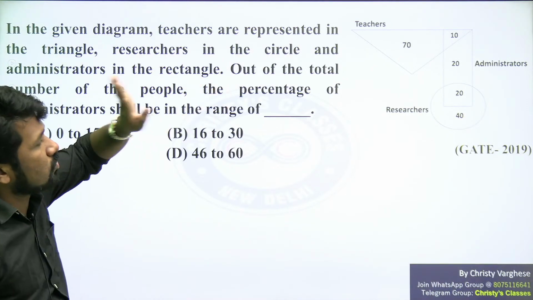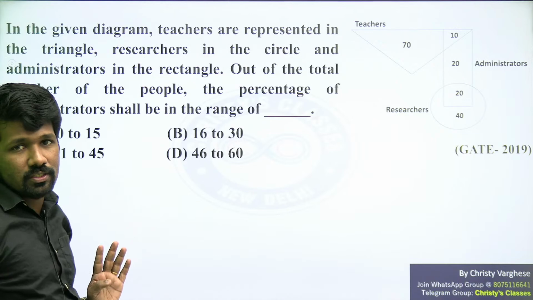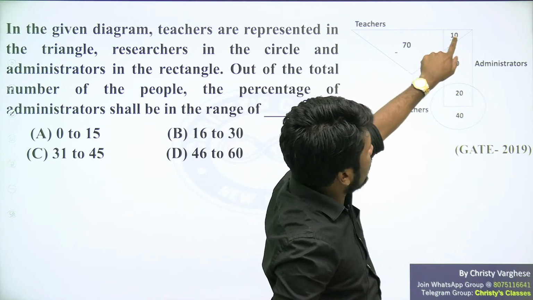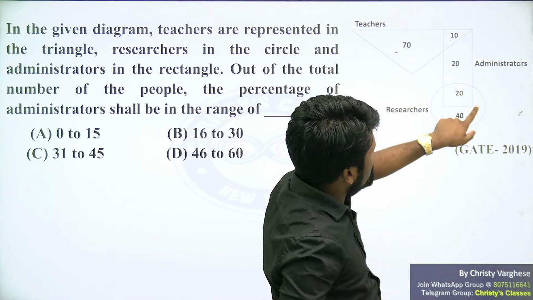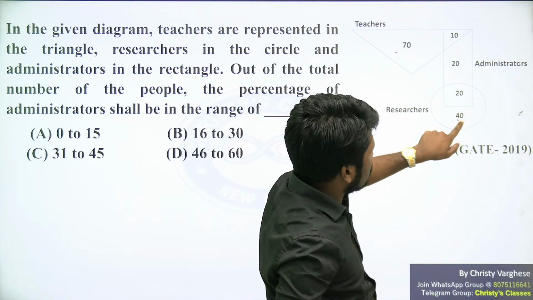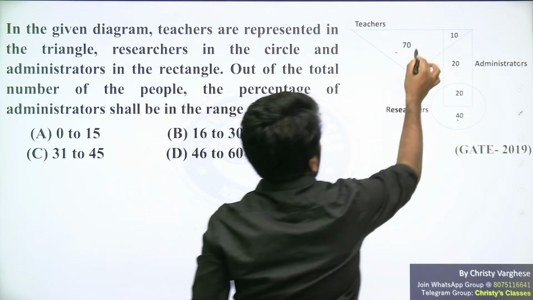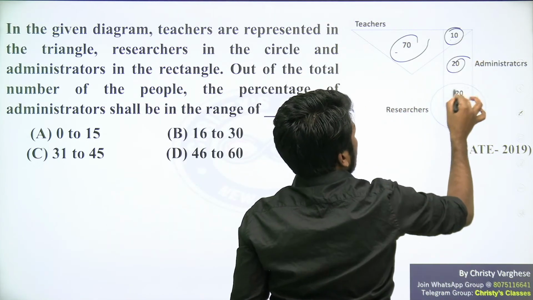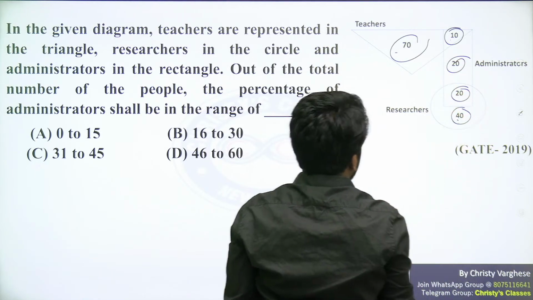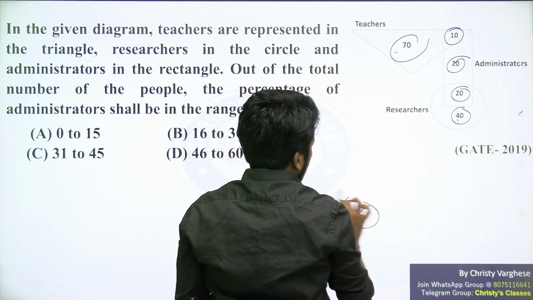Triangle represents teachers, so everything inside the triangle is teachers. So this is teachers only people. This is teachers and administrator people. This is administrators only. This is researchers and administrators people. And this is researchers only. So total number of people will be 70 plus 10 plus 20 plus 20 plus 40. That is 80, 100, 120, 160. So total 160 people are there.